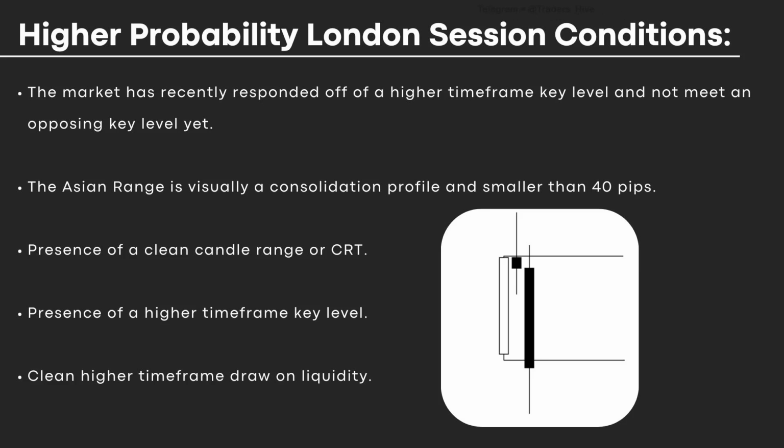Number two, if the Asian range is visually consolidating and it's under 40 pips, right? A consolidated Asian range, meaning price moving within a tight, predictable range during the Asian session, signals a strong foundation for the London kill zone. And when the range is less than 40 pips, it indicates that the market is building liquidity, which the London session can exploit through clean expansions or breakouts.